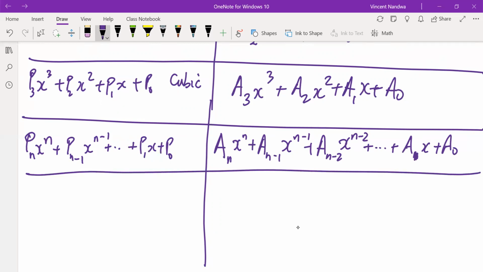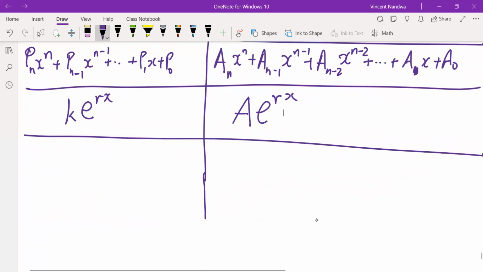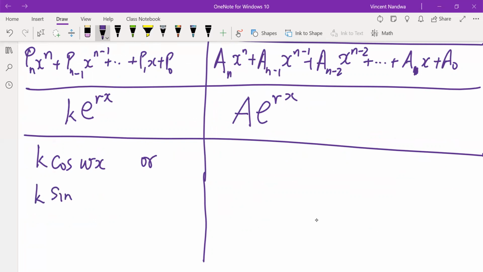If you have a constant, say k, times e raised to power rx, then your particular solution should take the form constant times e raised to power rx. If your g of x is a constant times sine, then your solution should take the form A1 sine omega x plus A2 cos omega x. Whether there's only one sine or one cosine, it should be a linear combination of sine and cosine.